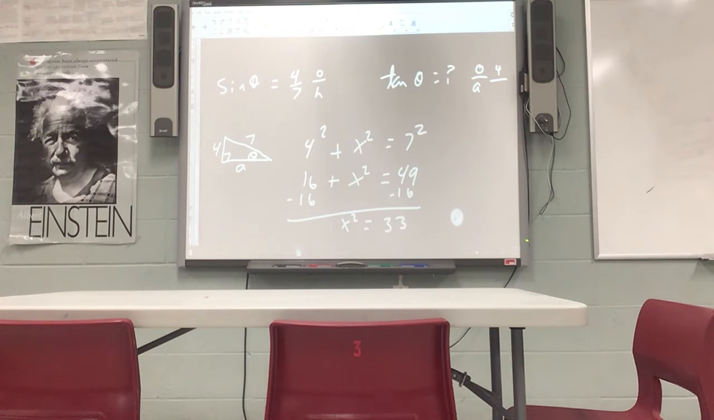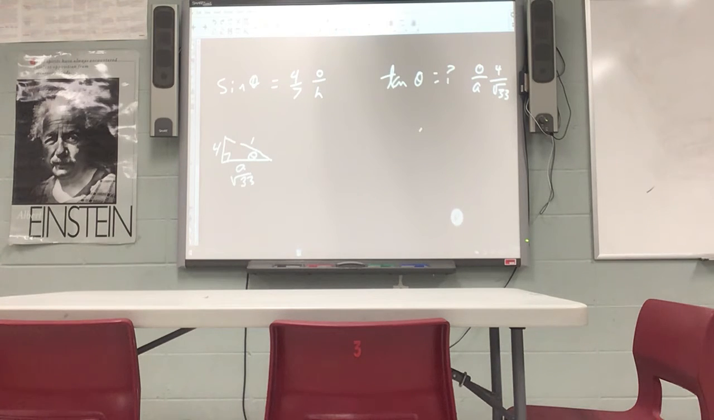Undo your squared by square rooting, so that side would have to be the square root of 33, because that's not a perfect square. Now's where we have a dilemma, because when I put that over here, 4 over square root of 33, we remember from first semester, we can't leave a radical on the bottom. Let me erase my Pythagorean Theorem, and what we're about to do is called rationalizing the denominator.